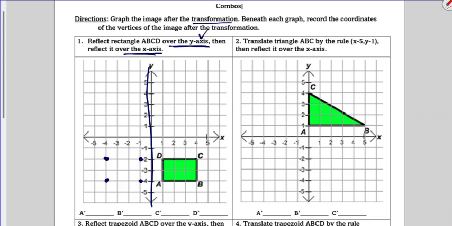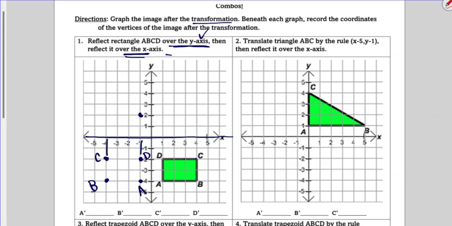Now I'm going to take that new shape and reflect over the x-axis. So now I'm going to reflect that shape, that new one, over this line. So I'm going to count. That's 2 away. That's 2 away. There's still going to be 2 away. Actually, I might want to mark these. That's where D ended up. That's where C ended up. That's where B ended up. That's where A ended up.